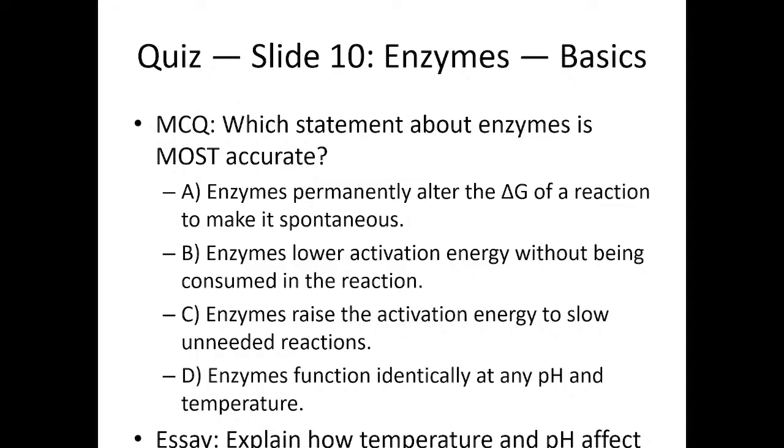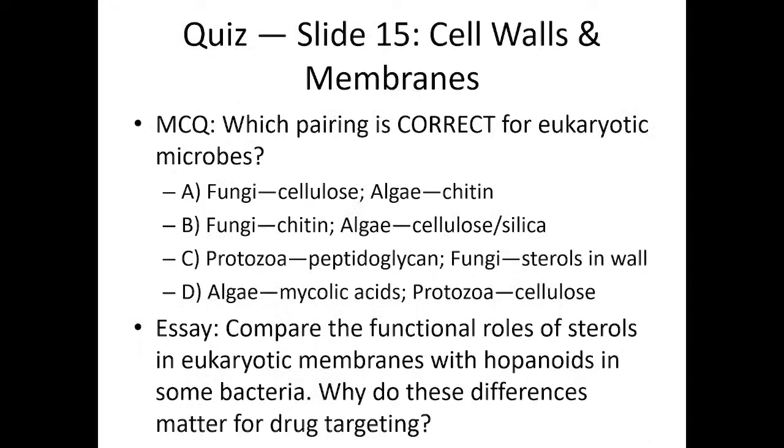Okay. Now, apart from that, you also have to do the second question, which is on the cell wall. Take this as the second question. Which pairing is correct for eukaryotic microbes, fungi, cellulose? Then you have to compare the functional roles of steroids in the eukaryotic membrane with the roles of organoids in some bacteria. Then, why do these differences matter for drug targeting?